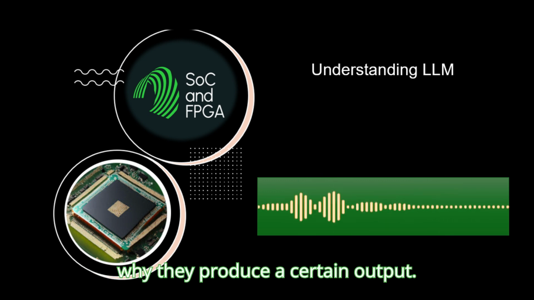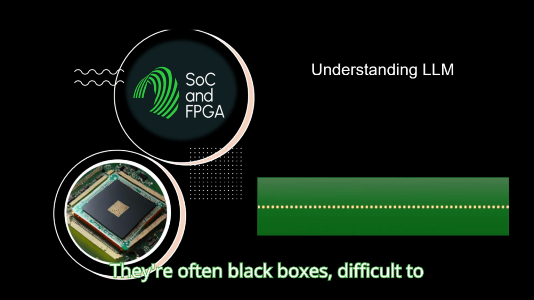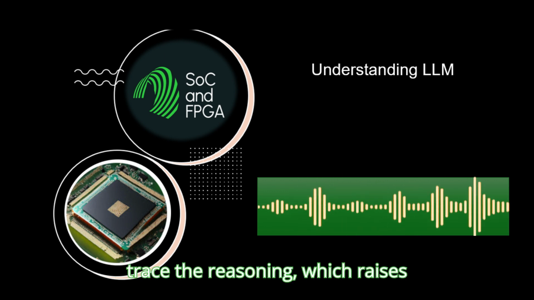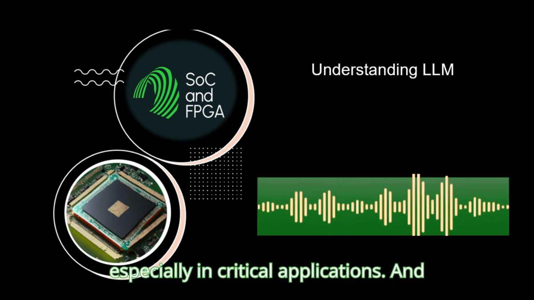And understanding why they produce a certain output, interpretability, is hard. Very hard. They're often black boxes. Difficult to trace the reasoning, which raises concerns about trust and accountability, especially in critical applications.